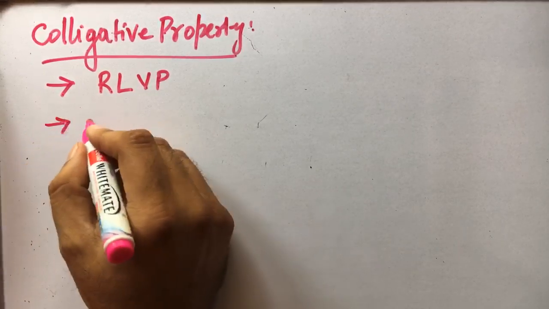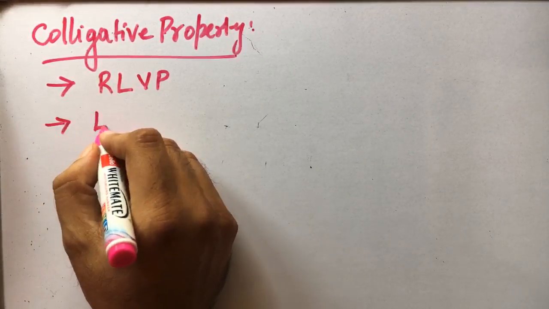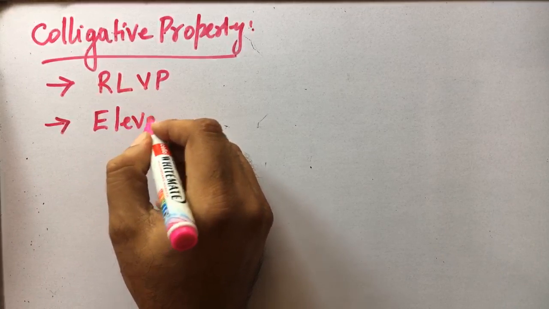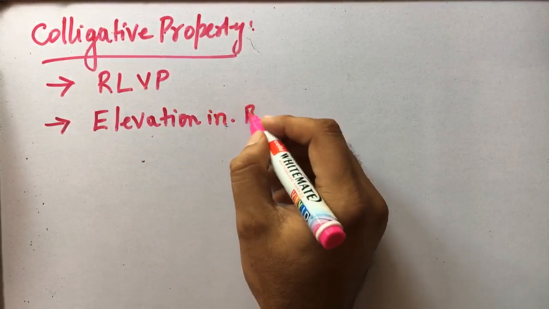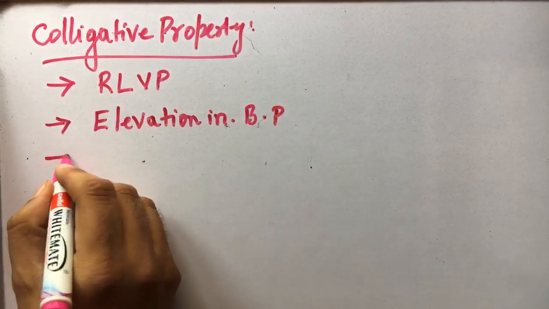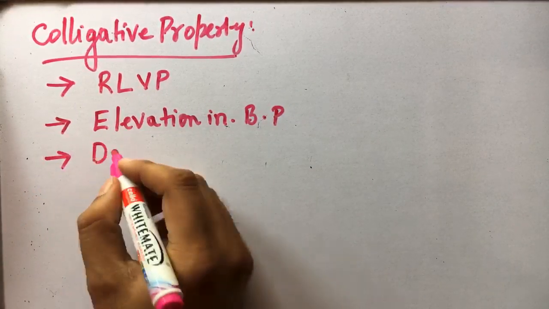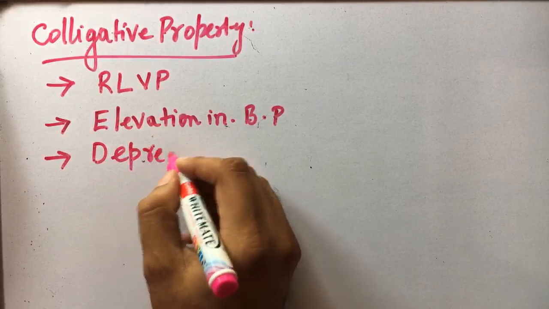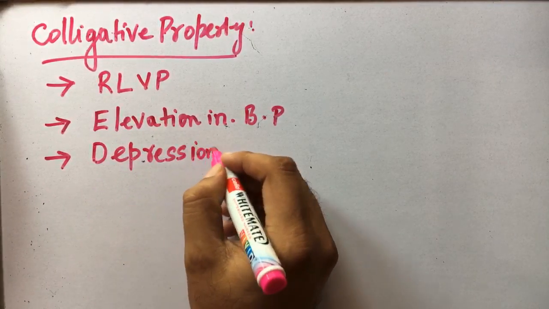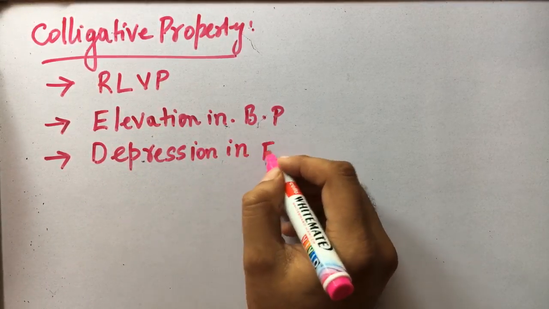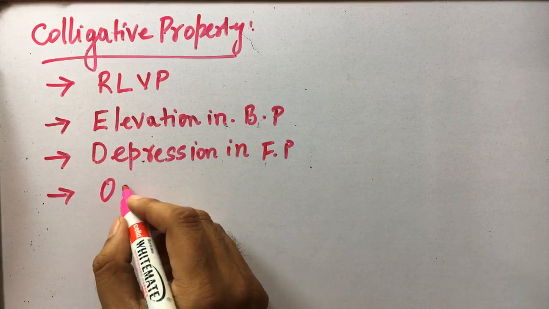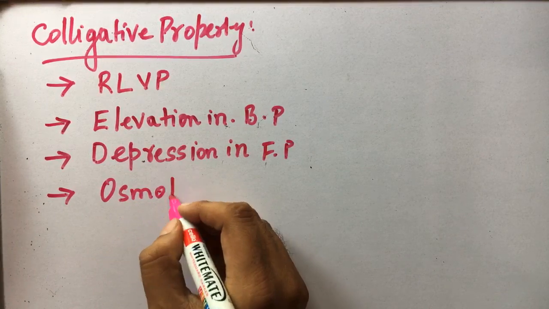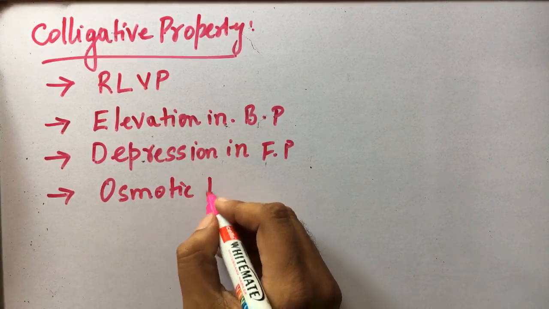And the second example was elevation in boiling point. We did not study anything about it. We have to study it today. The third thing that we have studied is depression in freezing point. And the fourth example is osmotic pressure. We have just mentioned the name of that.